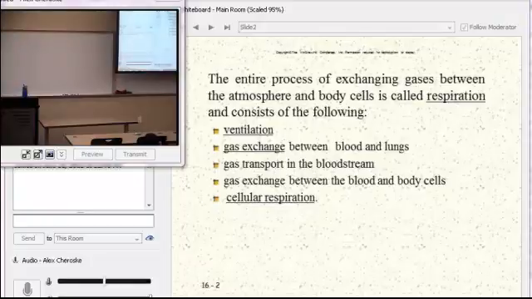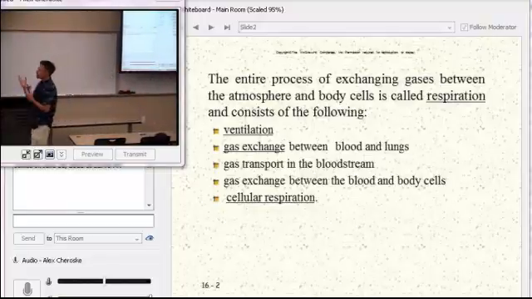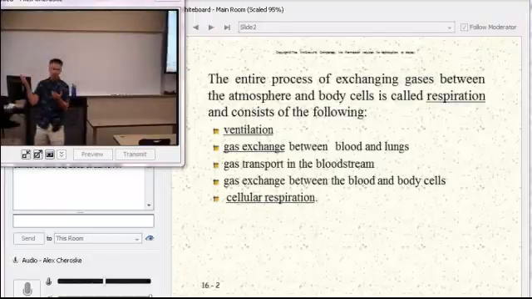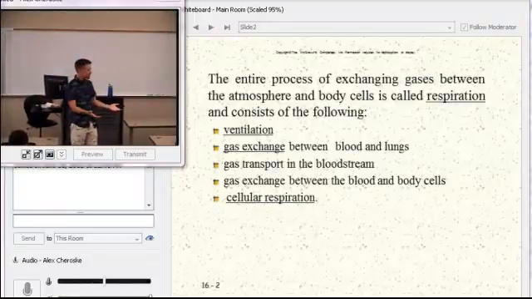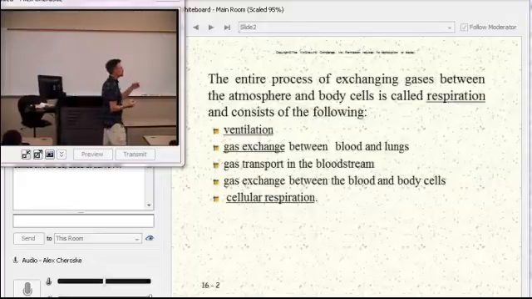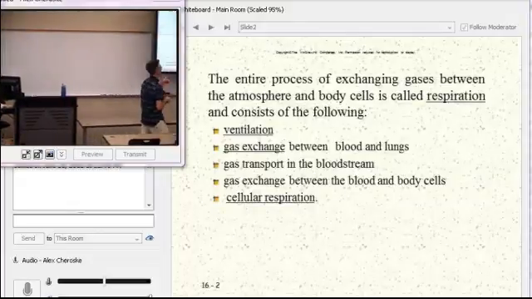Now when we look at that function, that's not really a function of the respiratory system, right? That's a function of the cardiovascular system. So in a way, like we said, we critically tie this system with the cardiovascular system. The respiratory system can't fully complete its job unless those gases are being transported by the cardiovascular system. So that's another critical aspect, gas transport in the bloodstream.